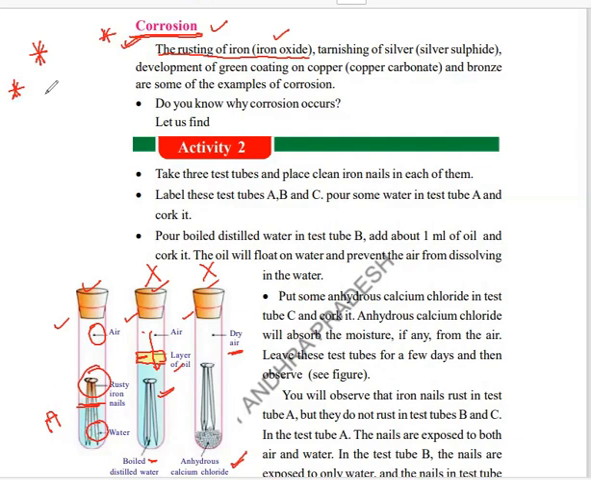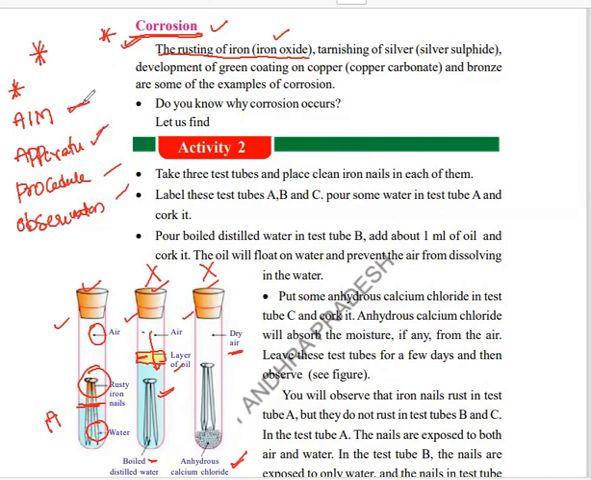For writing the question for 8 marks or 4 marks, what we have to do? This is an activity, no? Aim, apparatus, procedure, and observation. These things should be there whenever you do an activity, right? Like that you have to write down what we have taken in the test tubes: iron nails, calcium chloride. Under apparatus, and the aim, write the same question: to prove that air and water are essential for rusting. Next the procedure, what you are doing, and then observation and conclusion.